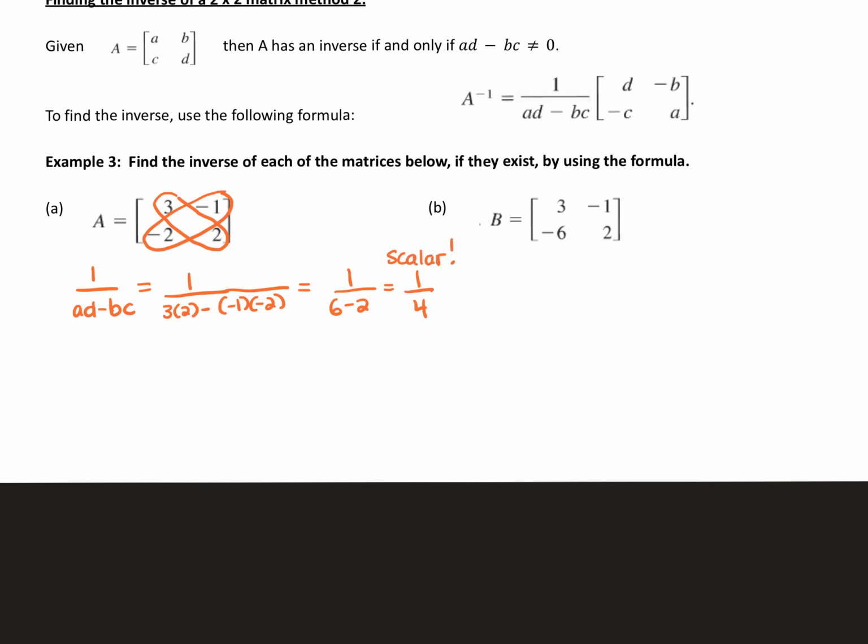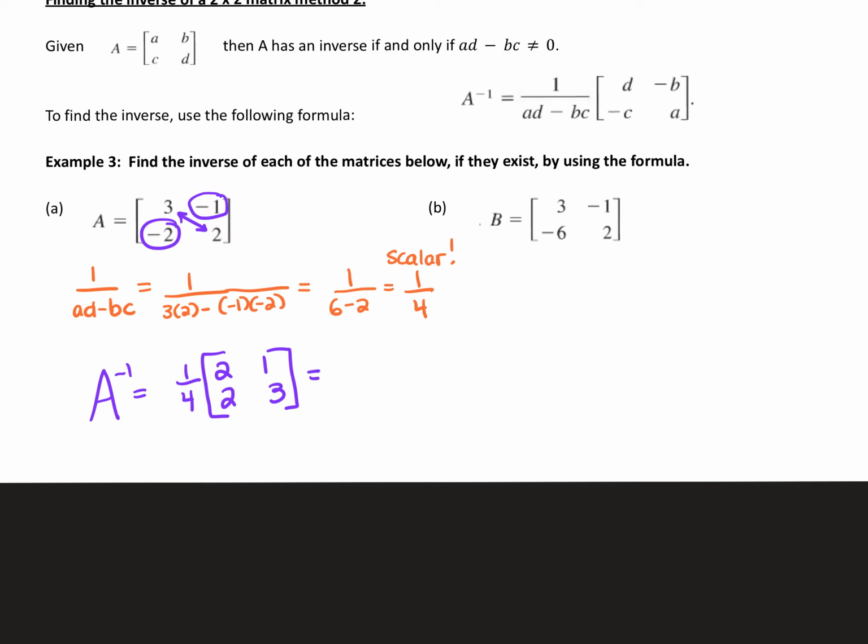Okay, so then from that point on, to write my actual inverse, I have to put that scalar out in front. Now, for the matrix itself, what's going to happen is these 2 elements just switch places. So that's 2, that's 3. And then these 2 elements end up changing the sign. So it's negative 1 becomes positive 1, negative 2 becomes positive 2. That is our inverse matrix.